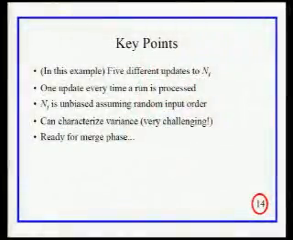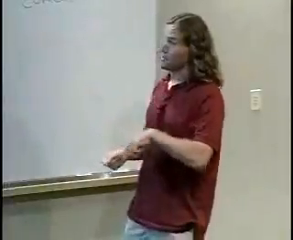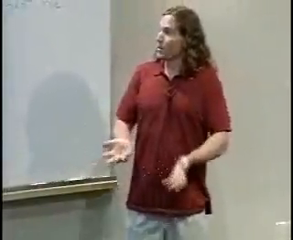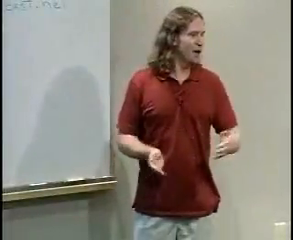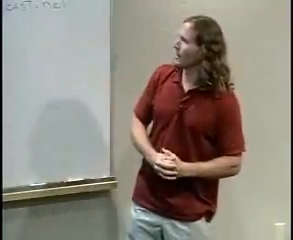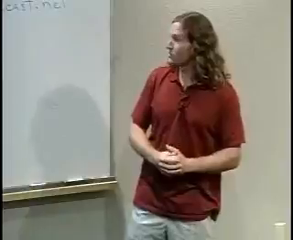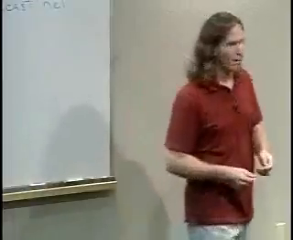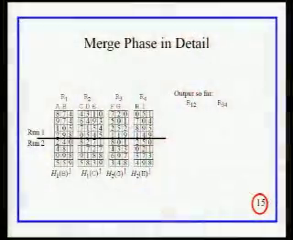Okay, some of the key points just to recap. In this example, we had a bunch of updates to NI. Every time you get a new run processed, you get an update to NI, and the confidence bounds the user sees shrink. This NI is unbiased, assuming a random input order, so you can characterize the variance. It's pretty challenging. Now we're ready for the merge phase of this.